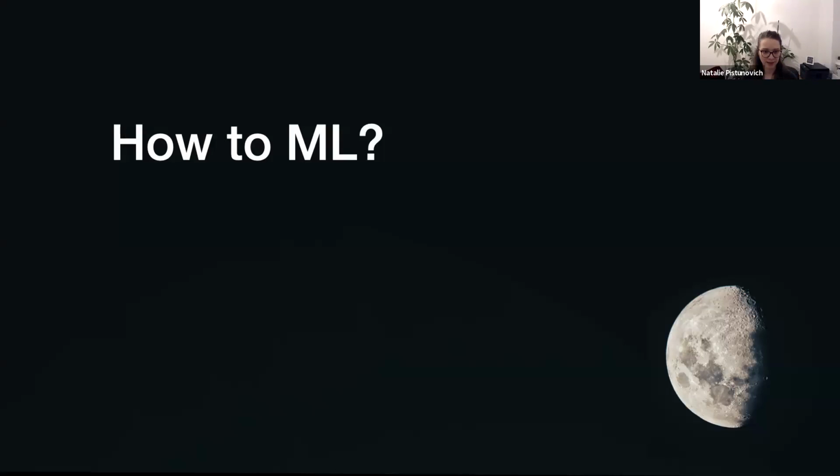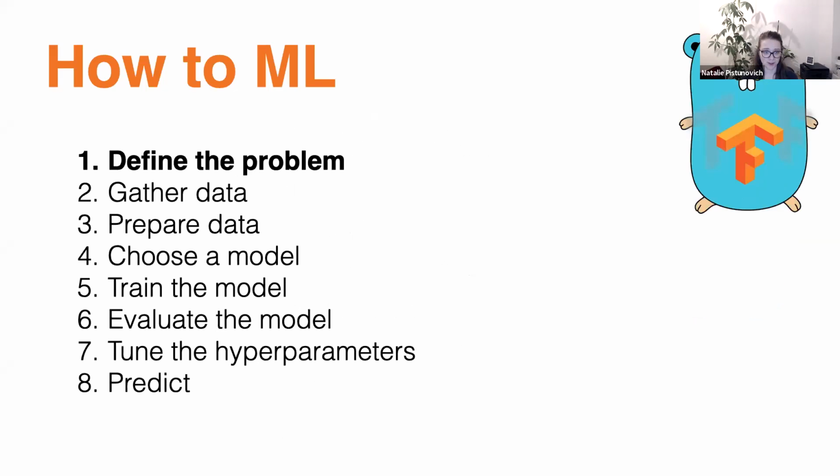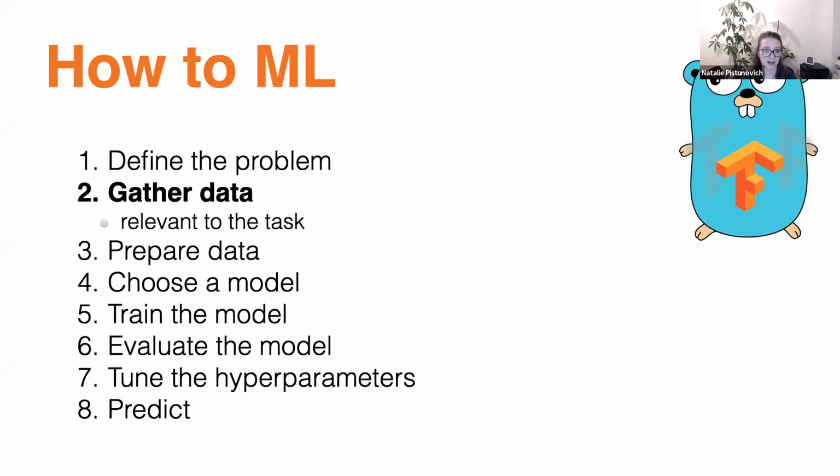Okay, so we get a general understanding. We have the definition in mind that always helps to shape up how to ML. With these steps, you start by defining the problem. What are you trying to solve? Is this text prediction? Is it a recommendation? Is it image recognition? And then you gather data that has to be relevant to the task. If you're doing text recognition, you probably want to have only text from your specific language. You don't want to have letters from other languages.